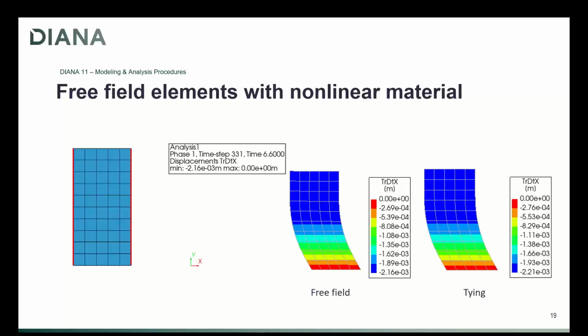Another improvement was related to free field elements. Free field elements are used to model unbounded soil domain with truncated regions. These elements provide equilibrium forces and also radiation conditions. In DIANA 11, all nonlinear material models can now be assigned to them. Previously, only a few simplified soil models were available for free field elements. This new addition provides a lot of flexibility in modeling the soil domain.